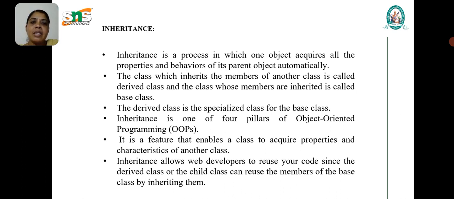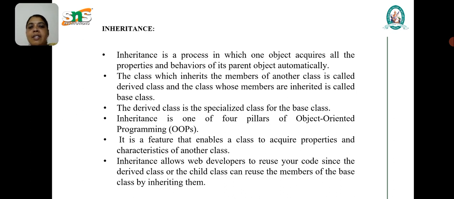A class which inherits the members of another class is called a derived class. Members means the variables and functions together, called member functions and member data. Classes whose members are inherited are called base classes. That is, class A is the base class, and the class that extracts the property is called the derived class. The derived class is the specialized class for the base class.